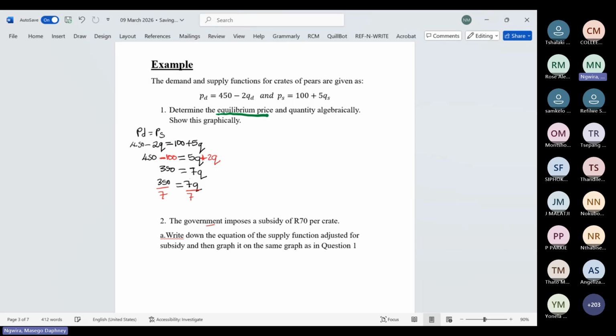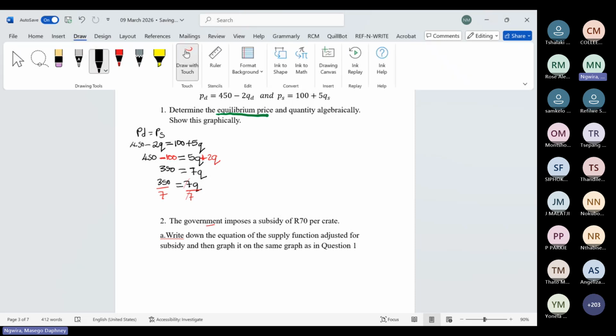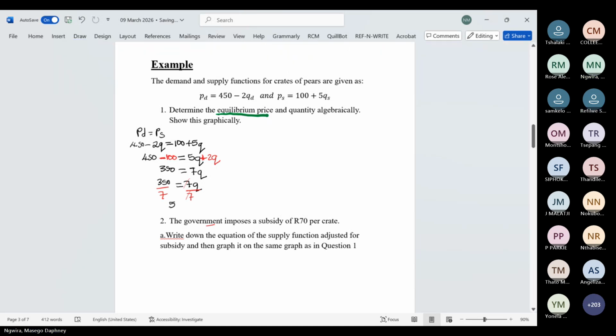Then now the 7 cancels the 7, and my Q is equal to, what is it, 50? Yes, it's 50. So 50 is equal to Q, so Q is equal to 50. Doesn't really matter. Then now for my P, you can choose to use any one of the equations.